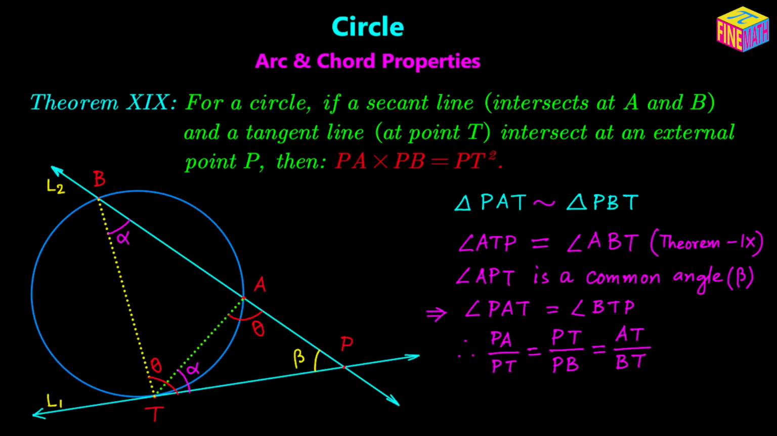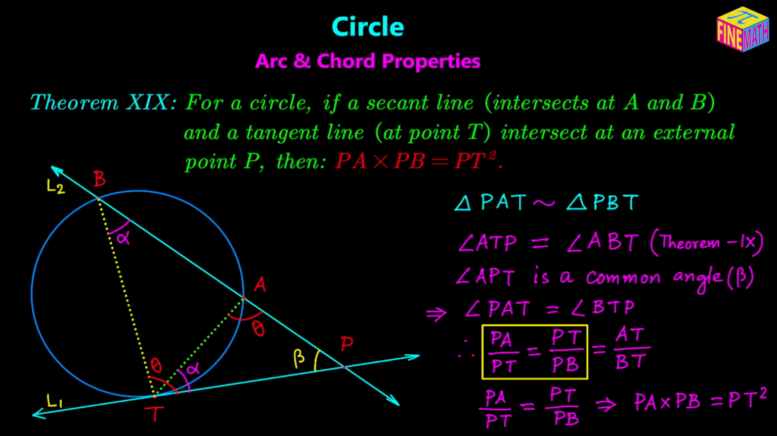Now from here, if we take the first part of the proportion, which is PA over PT equals PT over PB, and cross multiply, we can clearly see that PA times PB will be equal to PT times PT, which can be written as PT squared. So now we can see that PA times PB is equal to PT squared, and that's exactly what we needed to prove.